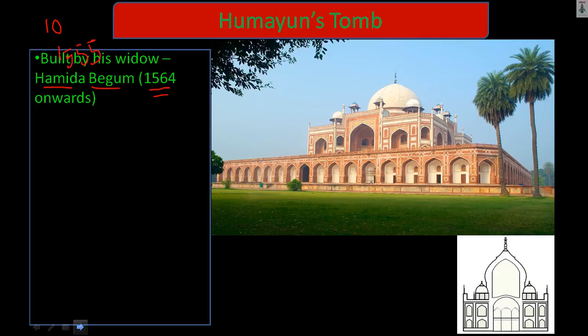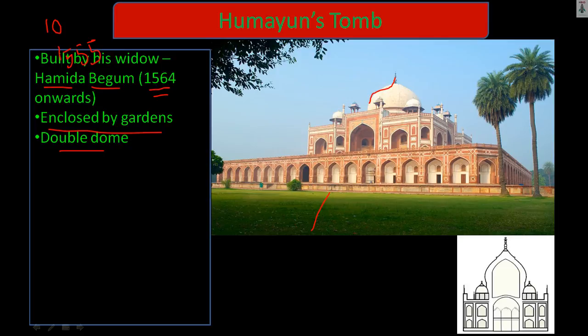This has some typical features which are worth considering. First and foremost, it is enclosed by gardens. We can see this garden, and this whole tomb has gardens surrounding it. It is a very typical feature. Secondly, it has a double dome. Like in this diagram, this is the outer dome, and this is the inner dome, and there is empty space over here. This kind of structure is called a double dome structure.